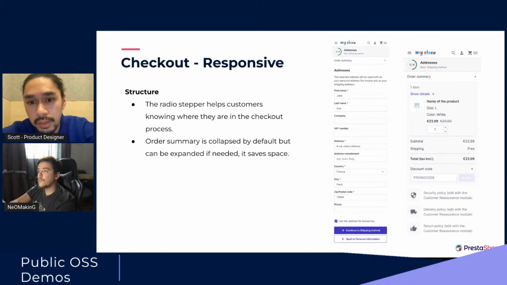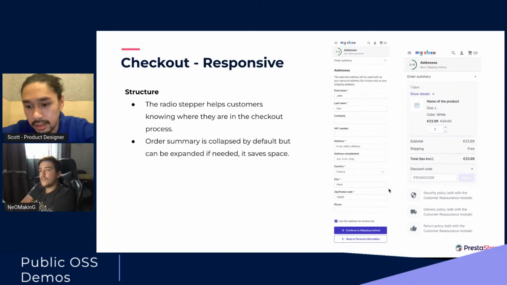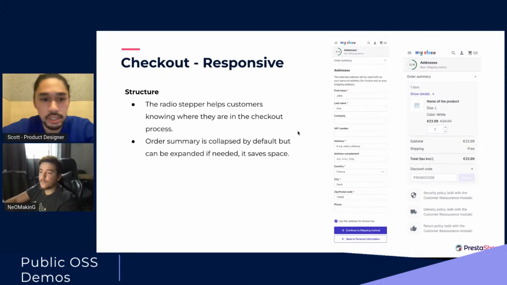And we made a little bit of change on the order summary. By default it is hidden, but you can click on it to show the details of the products in your basket, in your cart. And that's it for the product. And now I will let Valentin present you the technical part of this project.